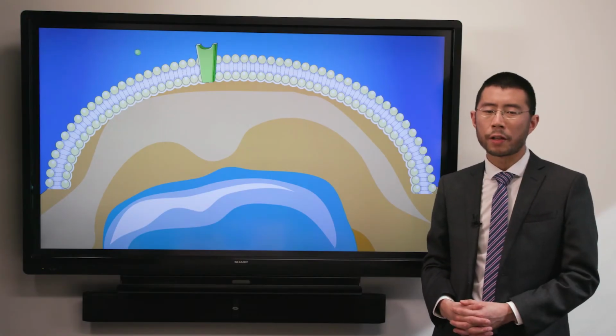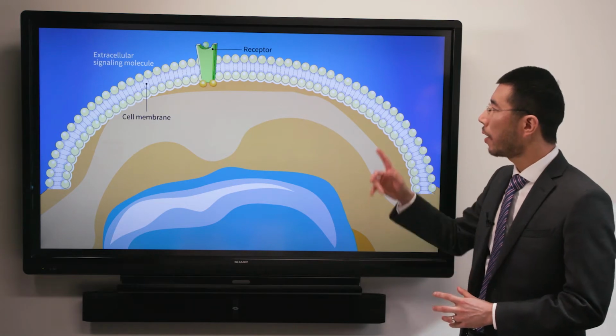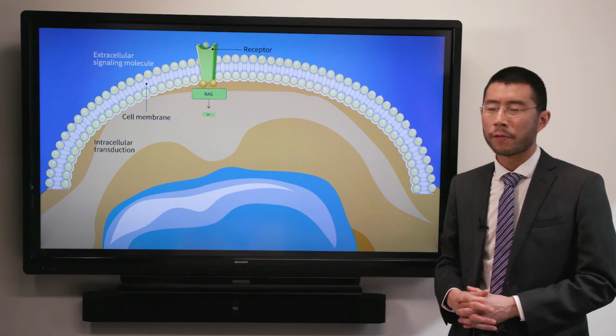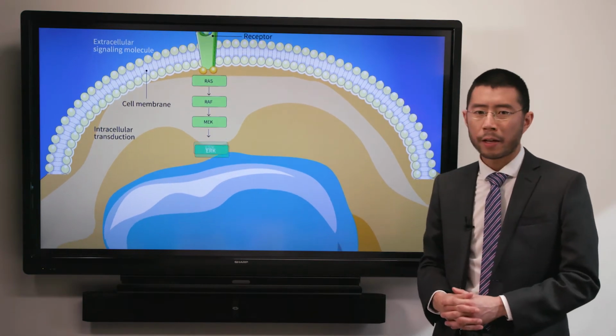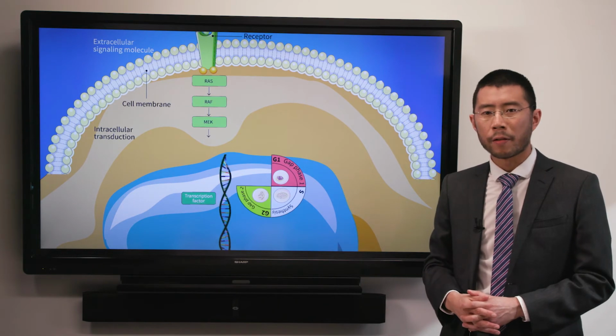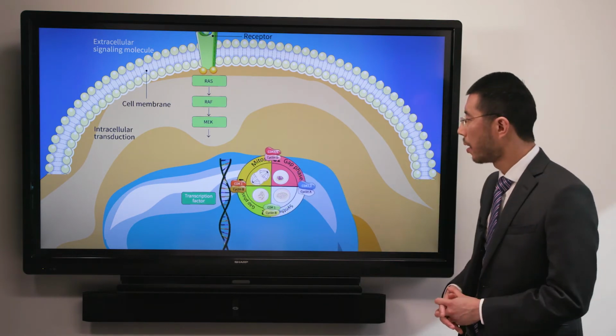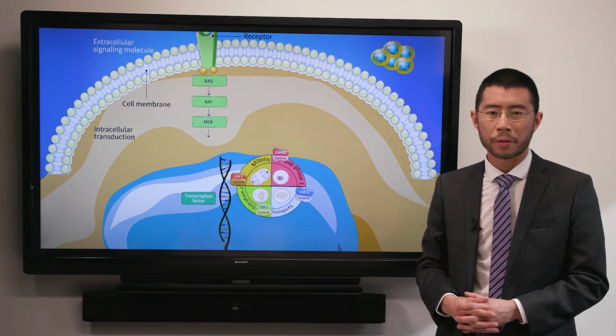So putting this all together now in a real-life example rather than a generic example, here we have a ligand binding to a cell surface receptor. This then activates the RAS-MAP kinase pathway, and ERK enters the nucleus, stimulating the recruitment of the appropriate cyclins and progression through the cell cycle and ultimately cell proliferation.